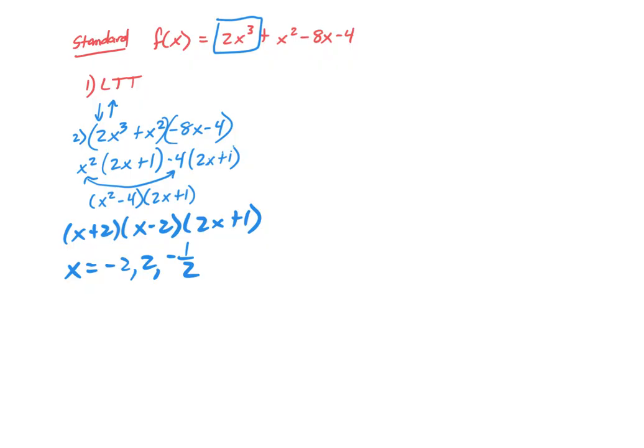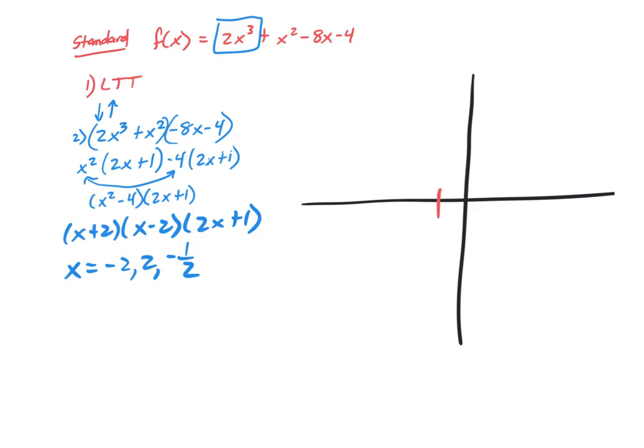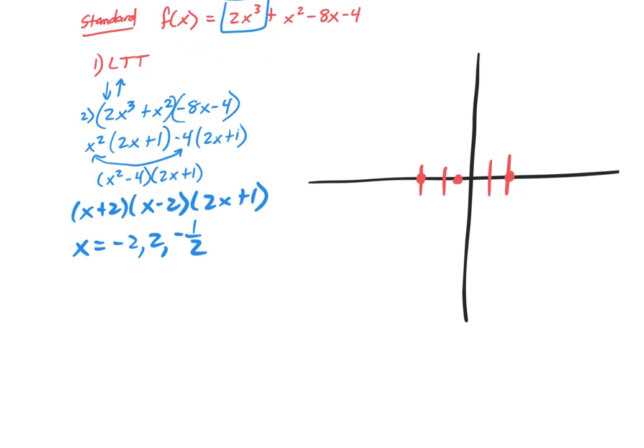So I'm going to go ahead and start my graph. I'm going to start putting this information on here: negative 2, positive 2, and negative 1/2. Those are the 3 places that this graph will cross or touch the x-axis. As we start getting information, we'll start putting that onto our graph.